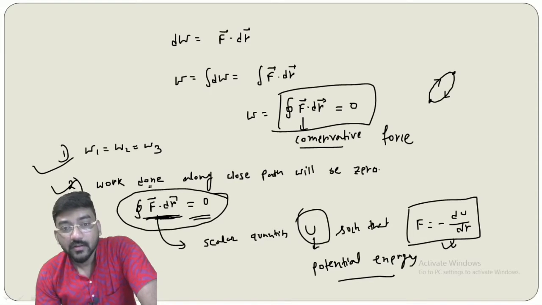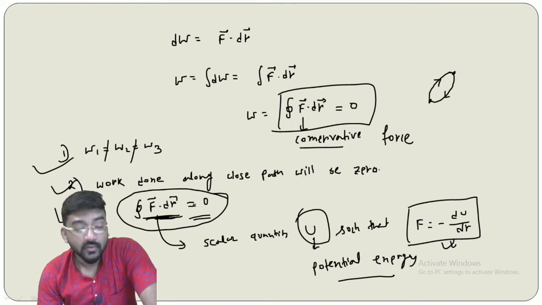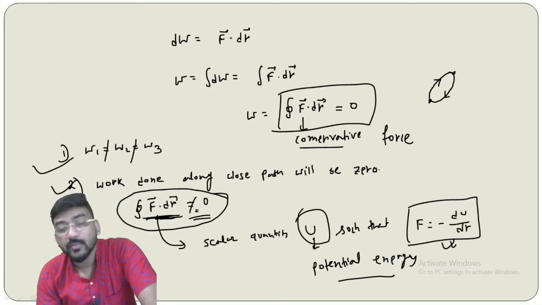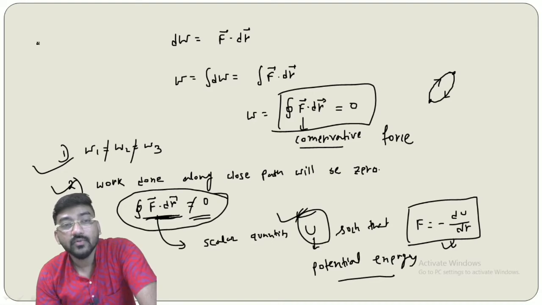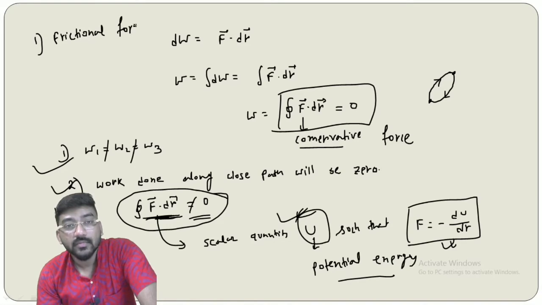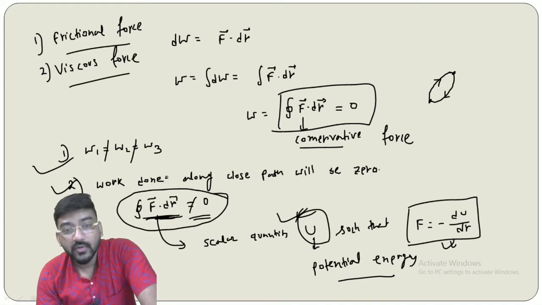But if the force is not conservative, then obviously these 3 are not satisfied, and the closed integral of F dot dr will also not be equal to 0. In that case there is no existence of potential energy. And what are examples of non-conservative force? We have frictional force, any dissipative force like frictional force. Another one is viscous force. These are non-conservative forces. So these are the actual properties of conservative and non-conservative force.